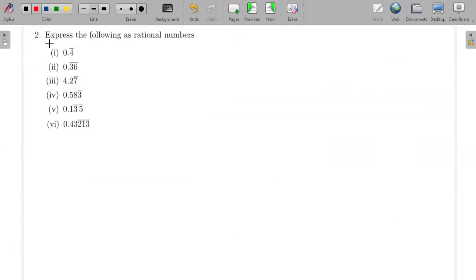All right, so the next one, we're going to say let 0.135 bar. You can see here we have bar on 3 and bar on 5, so we can just write it as 1 bar. So I'm going to say let x be equal to this. I need to come up with two numbers from this such that immediately after the decimal point, I have the repeating part.